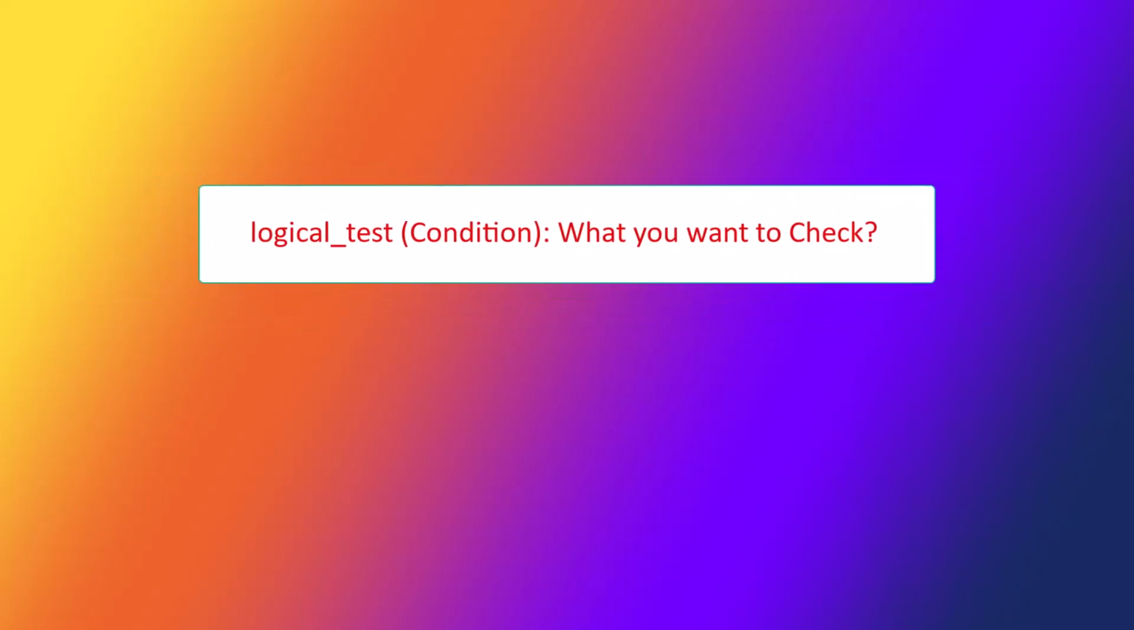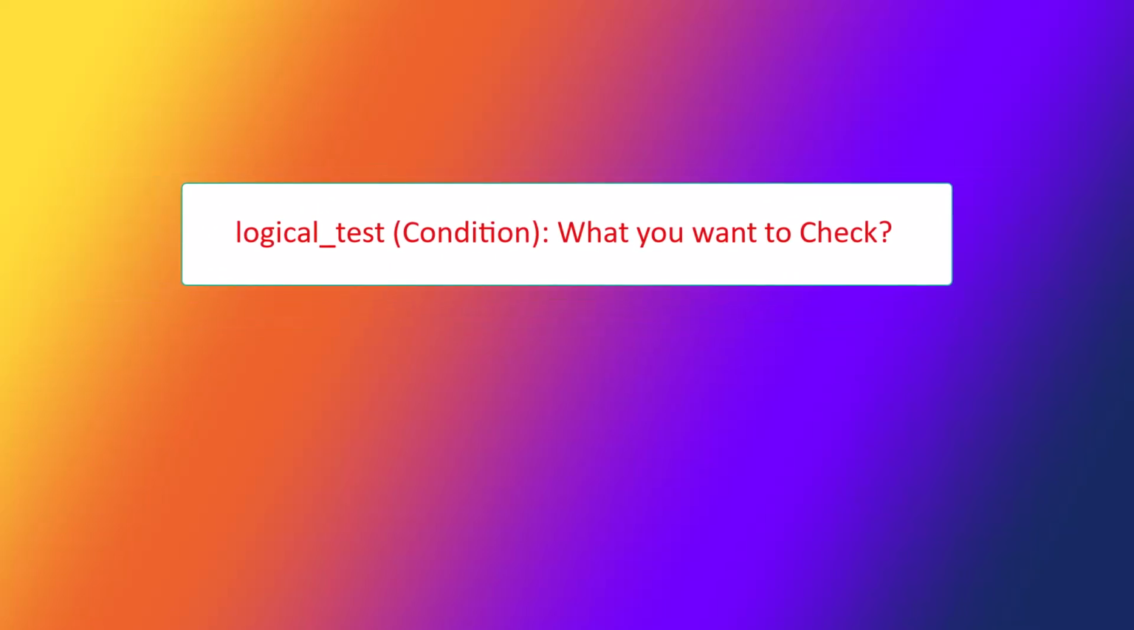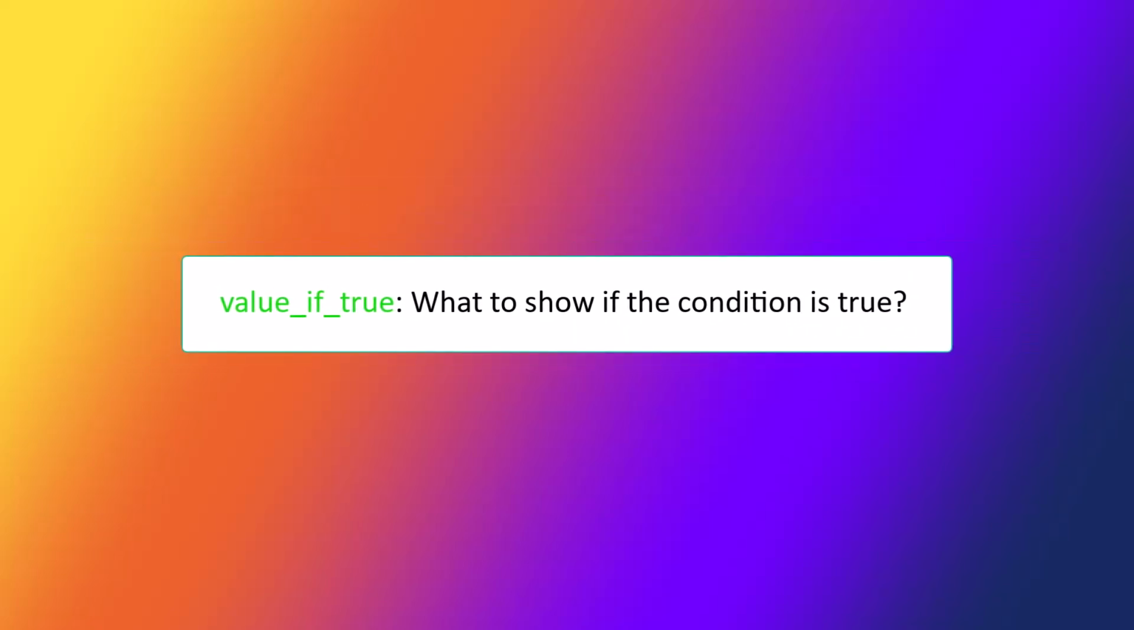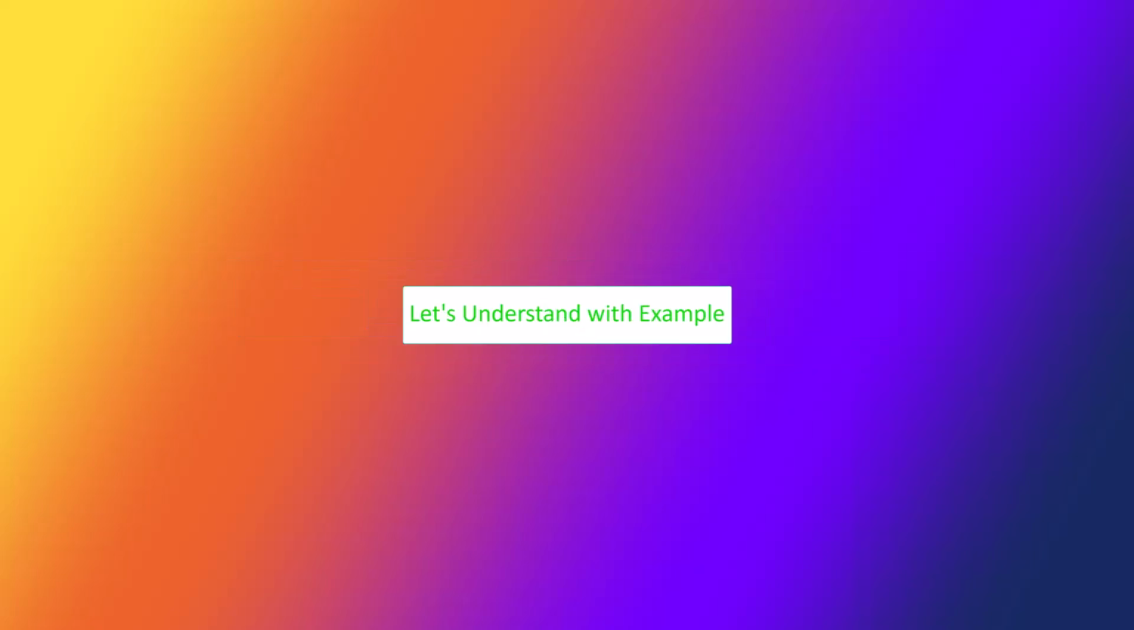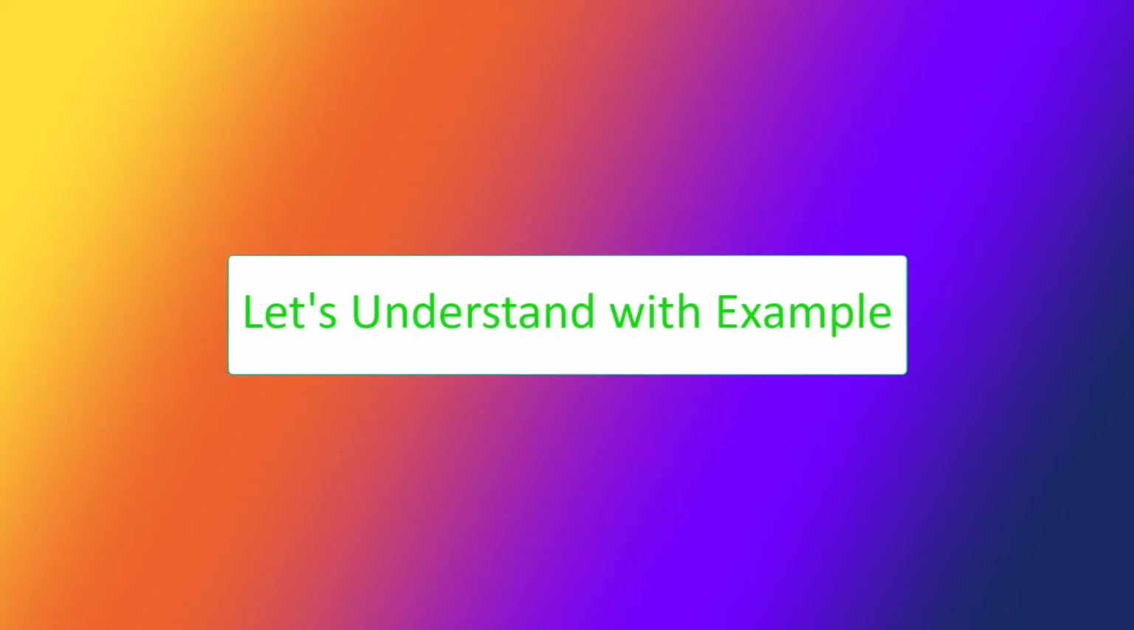Here is a quick breakdown. Logical test is the condition, what we want to check. Value if true is what to show if the condition is true. Value if false is what to show if the condition is false. Now let's understand with an example.